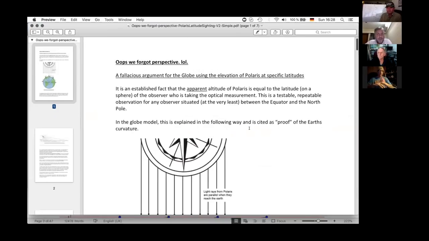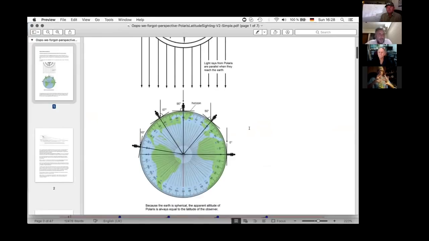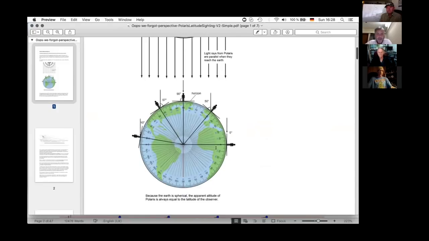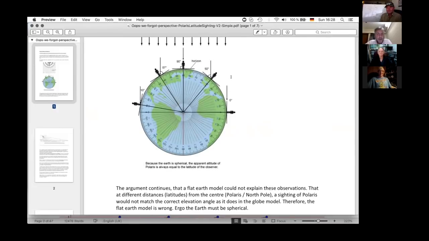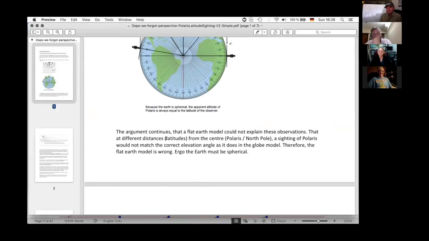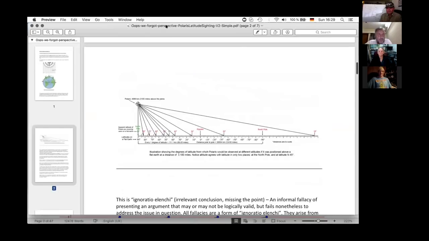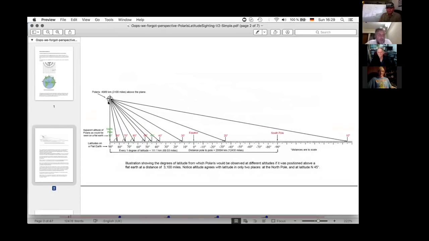One of the arguments that they always have is that a sighting of Polaris, whatever degrees Polaris is sighted at, is proof that we're on a sphere. Because on a flat plane, it apparently wouldn't work. So the globe argument is that the light rays come from Polaris. We are all on a globe. And if anybody takes a sighting, it will correspond exactly to your latitude on a sphere. You've heard that argument, right? Yeah. And the proof that it doesn't work on a flat plane is that they say it would only work at two specific points, namely if you're directly below Polaris or you're at 45 degrees. Everything else would be wrong.